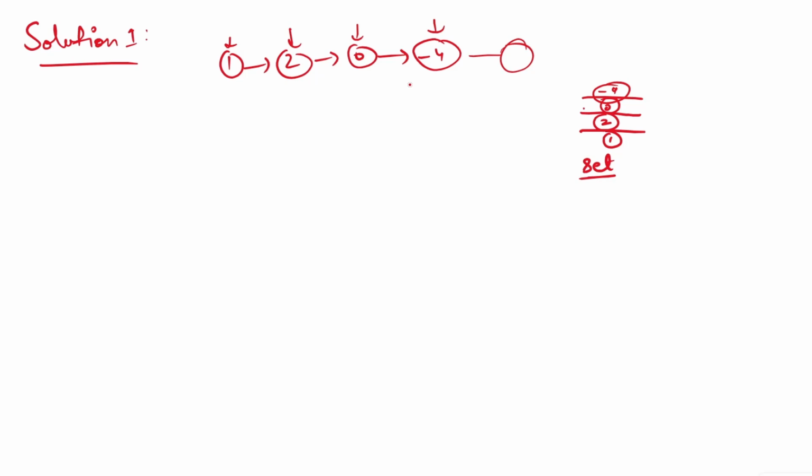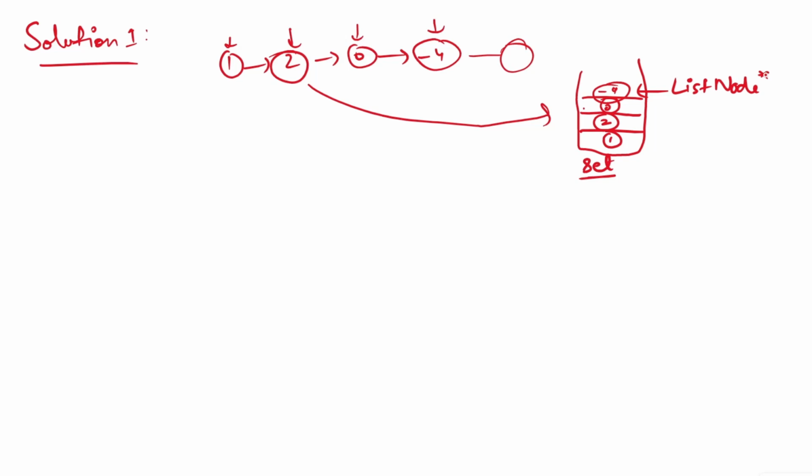But if there is a cycle, that means some node will be present here, once you are here again. So this is a very straightforward answer. One thing I have to mention is that you have to store the whole node, ListNode star, not only the value. The value can be the same, and that is not a cycle. You have to store the whole node. So this will be our first solution.